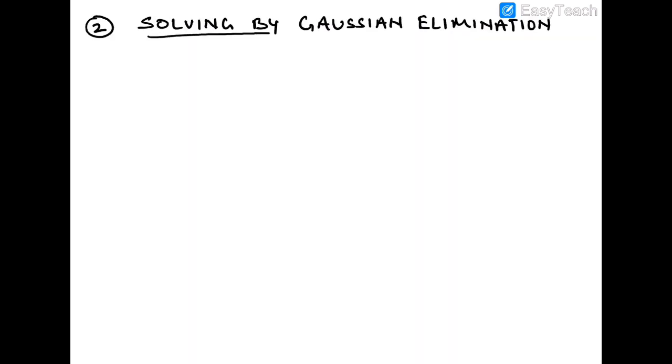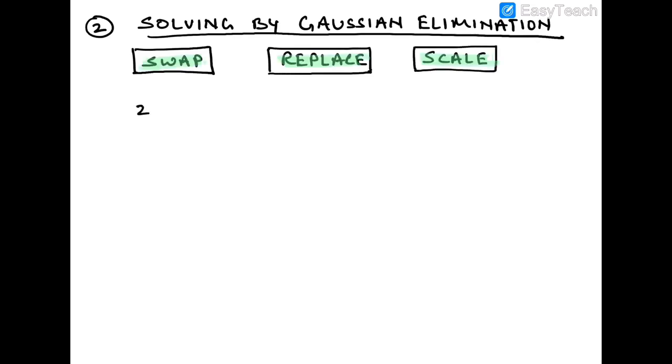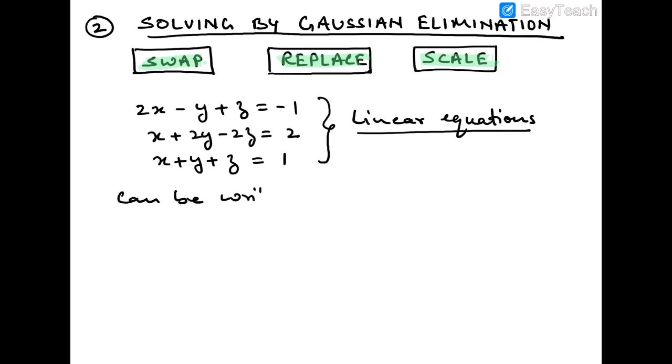Now let's solve a system of linear equations by Gaussian elimination, where valid row operations are swap, replace and scale. So let's take three linear equations: 2x minus y plus z equals minus 1, x plus 2y minus 2z equals 2, and the third equation is x plus y plus z equals 1. These three linear equations can be written in augmented matrix form by putting the coefficients of x, y, z in matrix form and then augmenting by the constant terms.